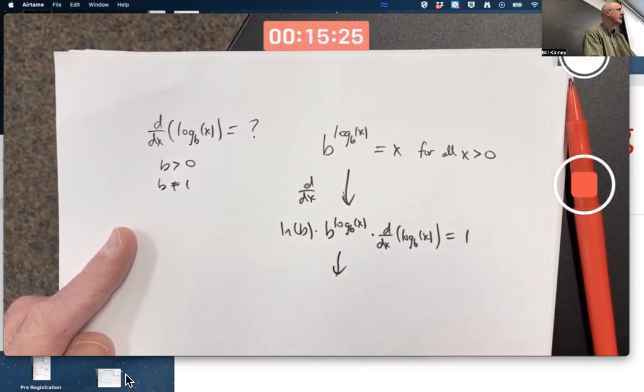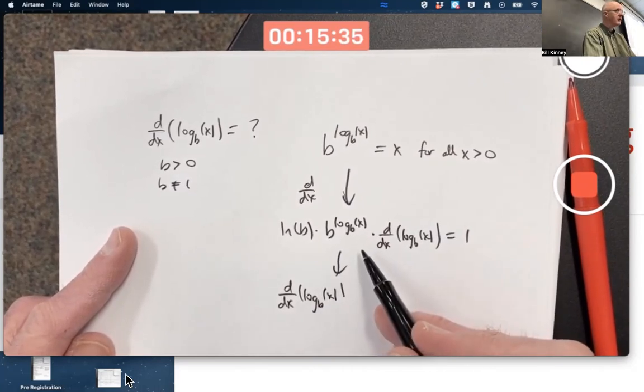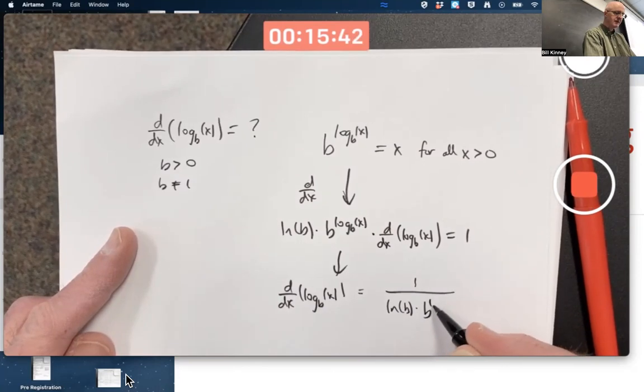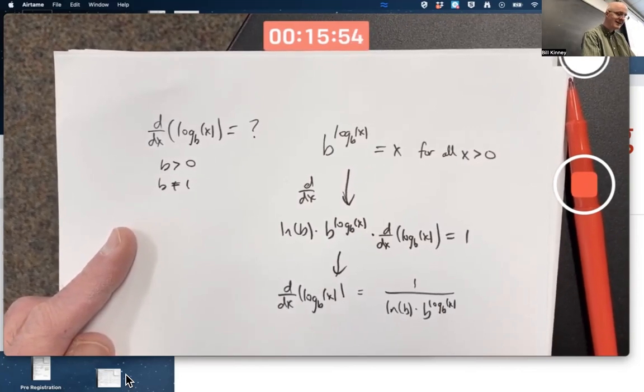Now just solve for the unknown derivative. It's just an algebra problem now. Divide both sides by ln of b and also by b to the log base b of x. You'll get 1 over ln of b times b to the log base b of x. Yes, the ln's are actual ln's, and the other ones are actual logs base b. There's no typos here, as far as I'm noticing at least. You've got to write this carefully.